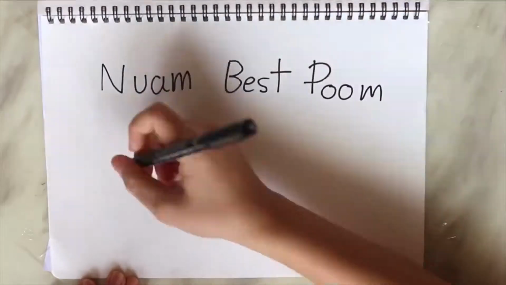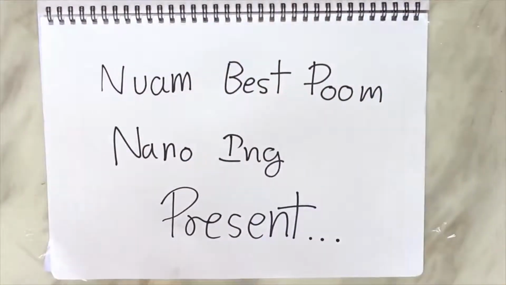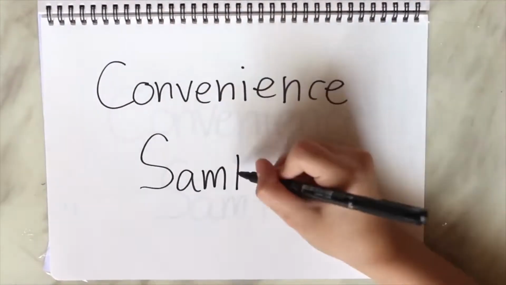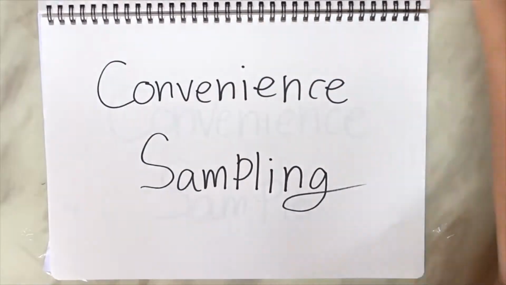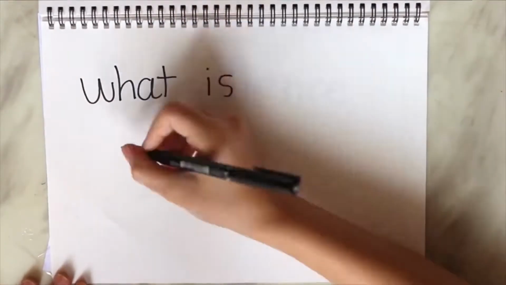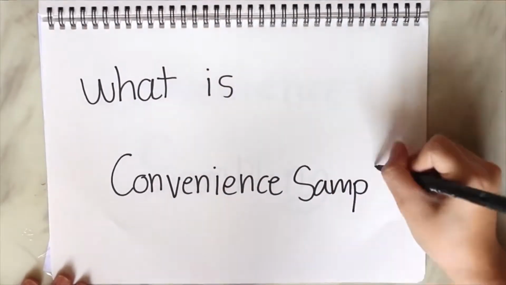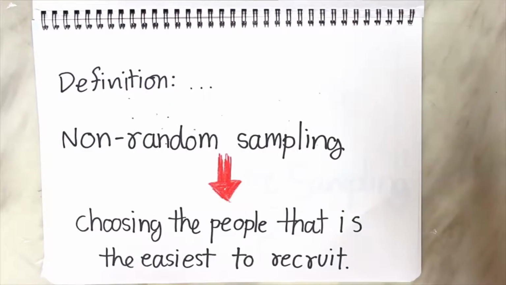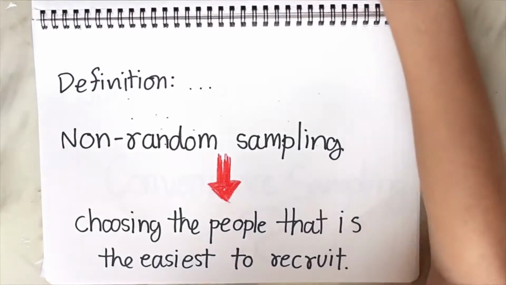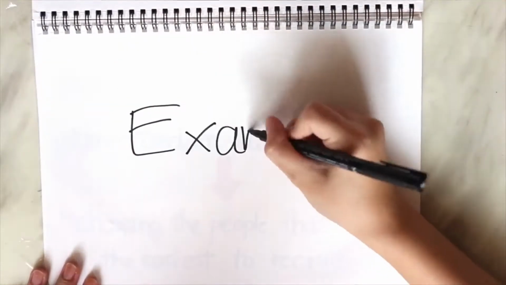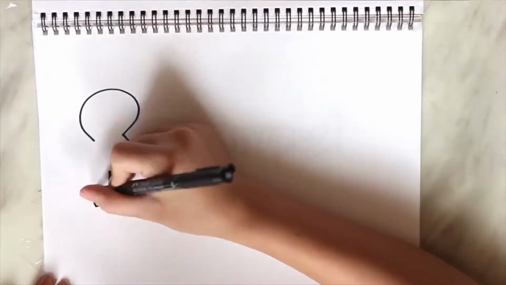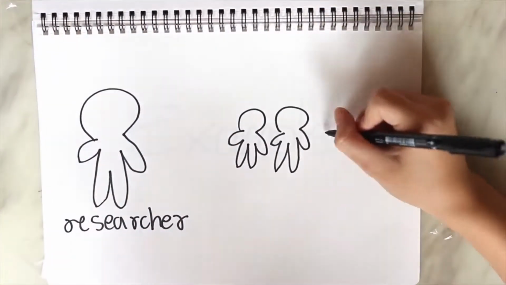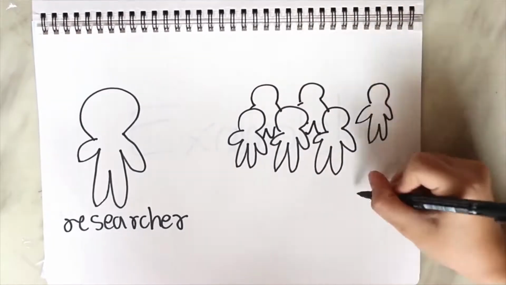So, there are many ways of gathering data, and this one is called convenient sampling. Well, what is convenient sampling? It's a non-random sampling method that chooses people that are easiest to recruit. By that definition, you might be confused by what it means. Well, for example, the researchers could have chosen the people who are closest to them.